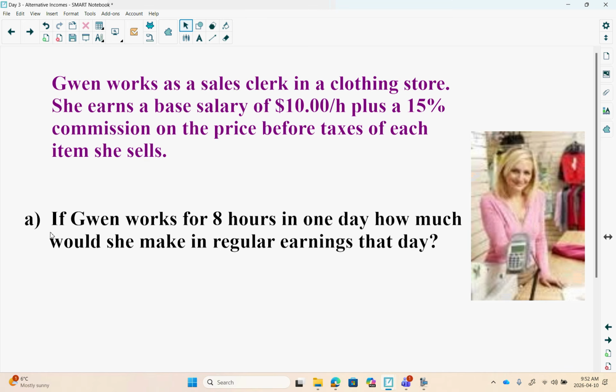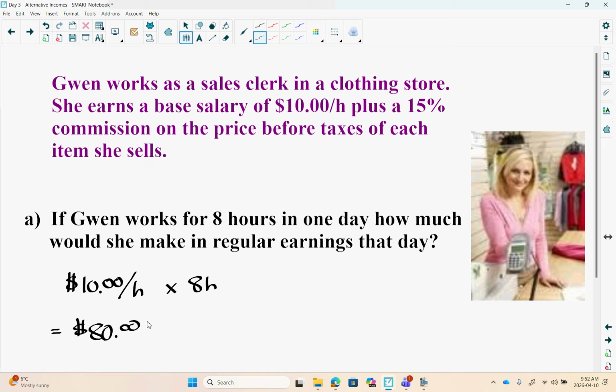So to answer part A, all I'm going to do is take the $10 per hour and multiply it by 8 hours, and we can see that Gwen makes $80 on that day. Now, part B, if I scroll down, it's probably going to tell me that Gwen sold X amount of dollars worth of clothing.